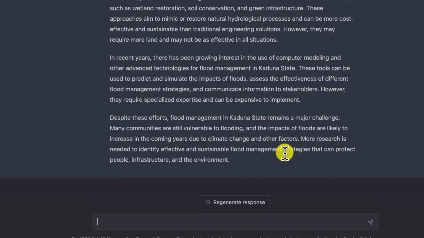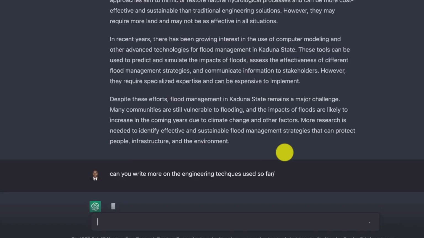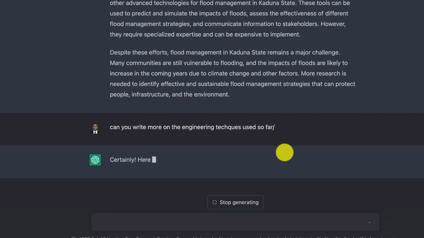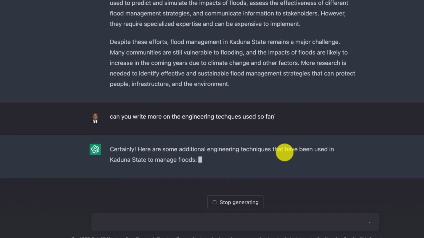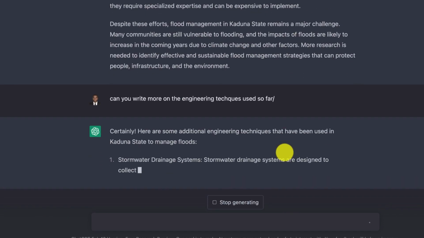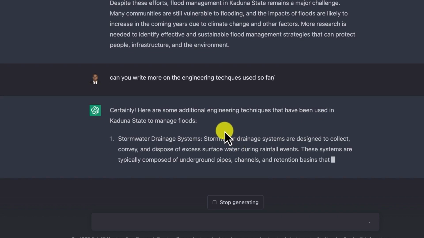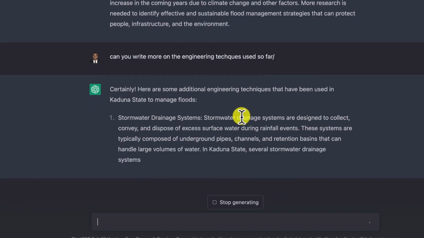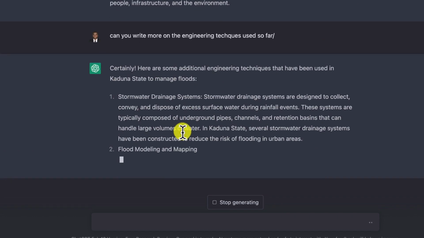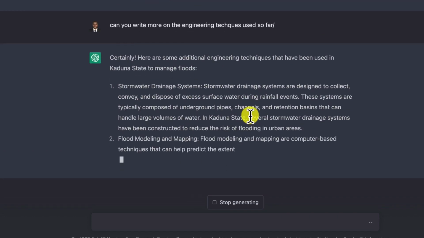Okay, so you know the areas that have been covered, you explore more methods that have been used. So you can just ask it, can you write more on the engineering techniques used so far? So you just ask it, and you can just drive it through, and it will keep on writing the content for you. Okay, so you can see stormwater drainage system had been applied, which is a very, very good area. So you can see suddenly here are some additional engineering techniques that have been used in Kaduna State. So it's just going to give you the key overview.